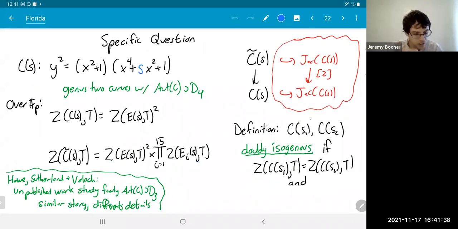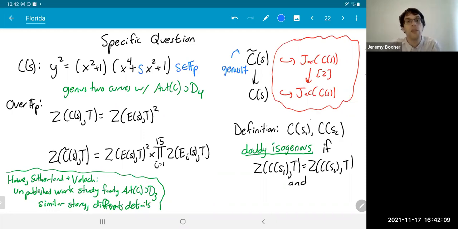So the specific question we focused on was, here's a family of genus 2 curves. I have this parameter S I can change. S can be something in F_p. And then I'm going to look at these curves and also their 2 covers. Turns out the 2 cover has genus 17 in this case. So it's bigger, but it's still a fixed size. This is the family of genus 2 curves where the automorphism group is pretty big. It contains a dihedral group of order 8.